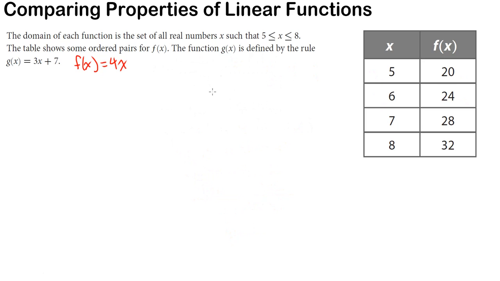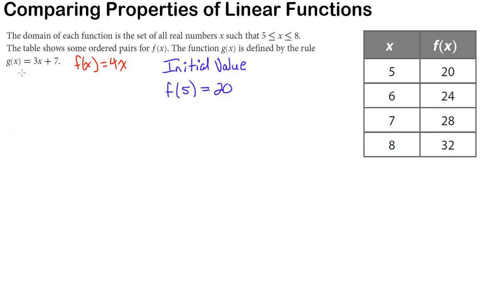4x. The next thing we could compare is the initial value. The initial value is the output you get from the lowest possible input. Since the domain for both of these functions is that x is greater than or equal to 5 and less than or equal to 8, which means x is all numbers between 5 and 8, the lowest input value is going to be 5. We already know the initial value for f of x, because it says when x is 5, f of x is 20. So we can write here f of 5 equals 20.